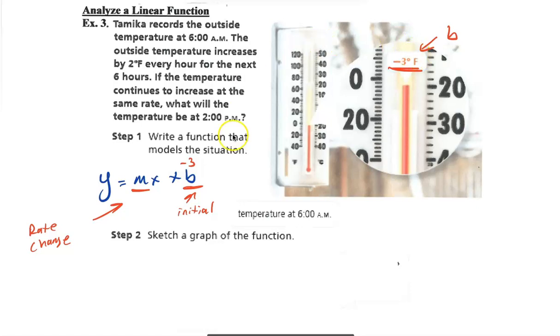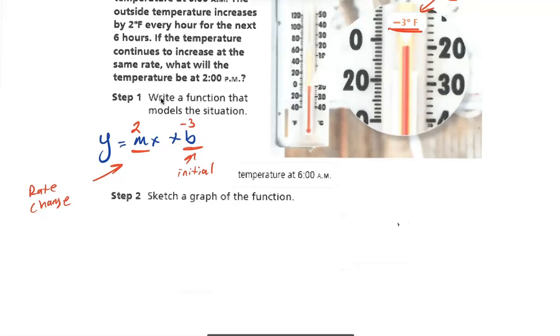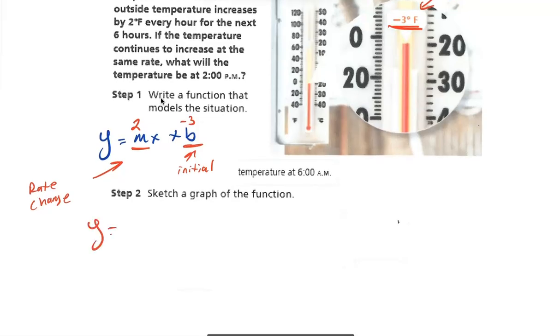What's our slope? Well, it's the rate of change. What's changing here? The outside temperature increases by 2 degrees Fahrenheit every hour. So our rate of change is 2, 2 degrees Fahrenheit per hour. We'll just put a 2 for now, but that's like the units. So there's our equation: y equals 2x minus 3.